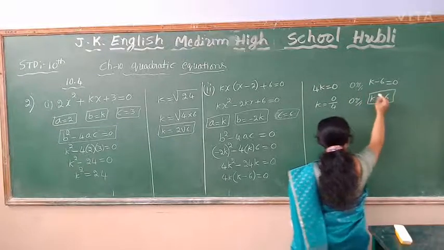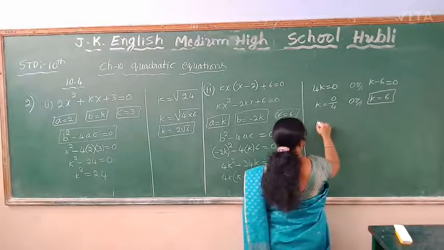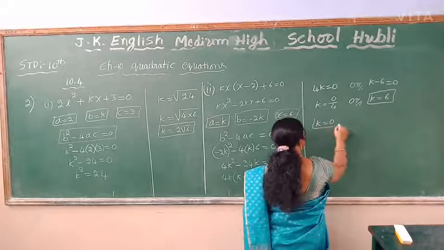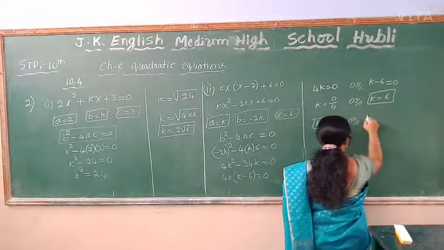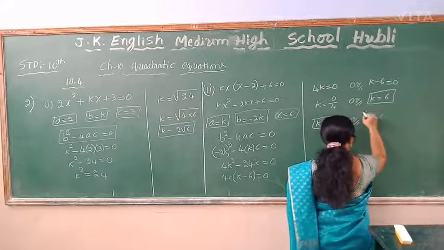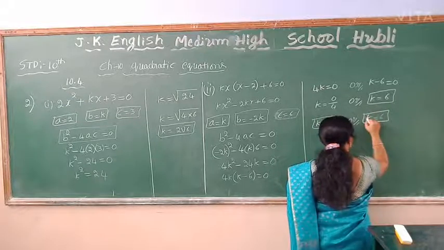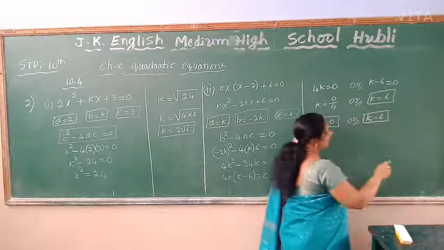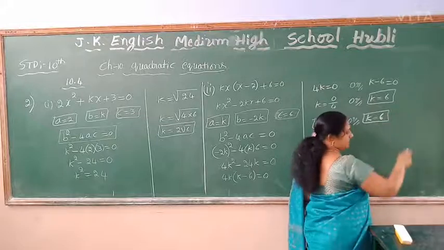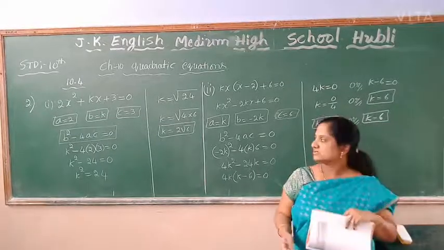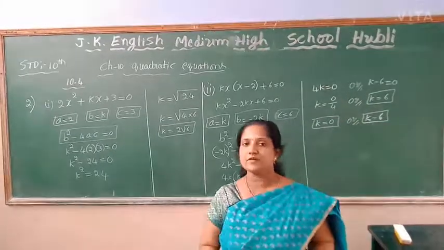K value I get is 6. 0 by anything is 0 only. So two answers I got: k is equal to 0 or k is equal to 6. In this manner, you have to find out the value of k by applying the condition b square minus 4ac is equal to 0. This is a way of finding the value.